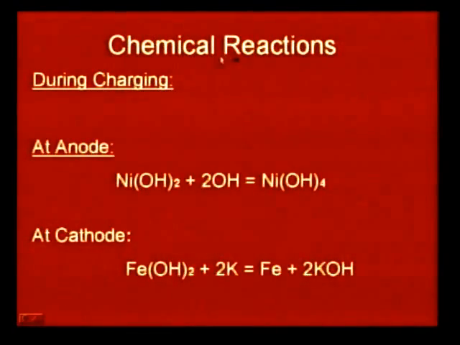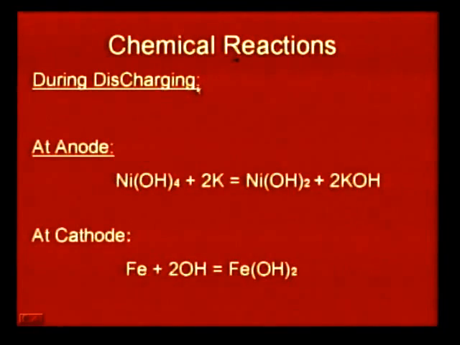The chemical reactions which are undergone during charging in the nickel iron cell are: the nickel hydroxide reacts with two OH ions of the electrolyte, which is KOH, and gives rise to Ni(OH)4. Similarly, at cathode, the ferrous hydroxide reacts with potassium ions and becomes Fe plus 2KOH.